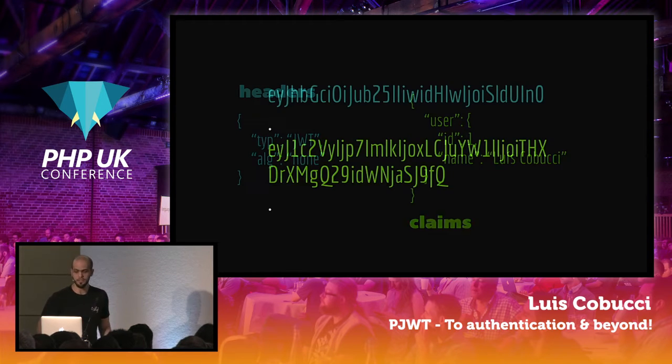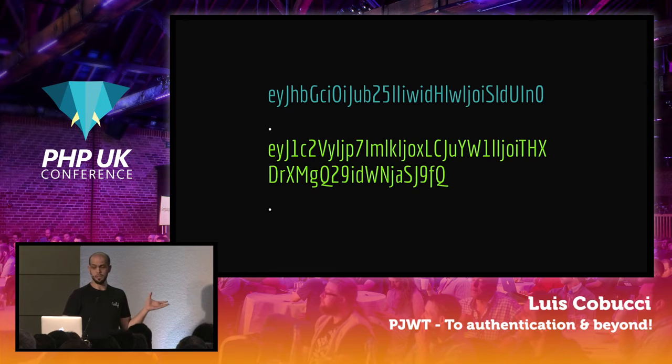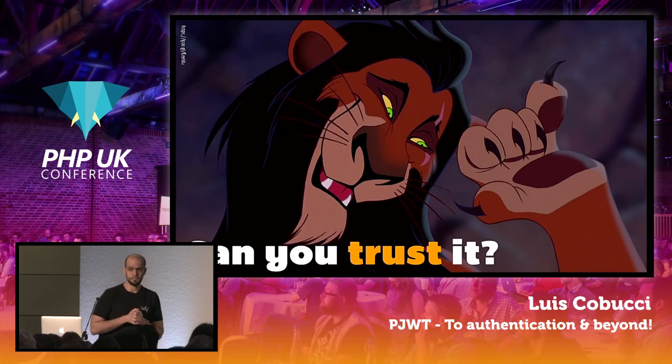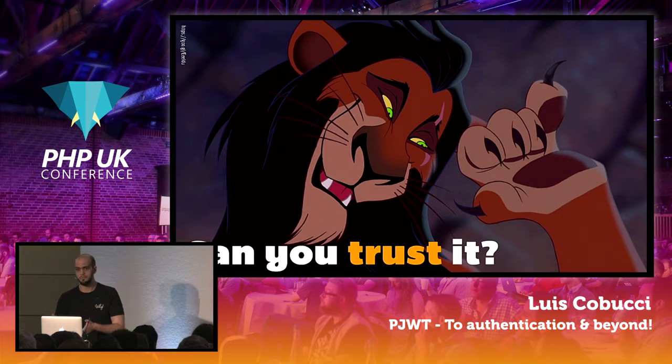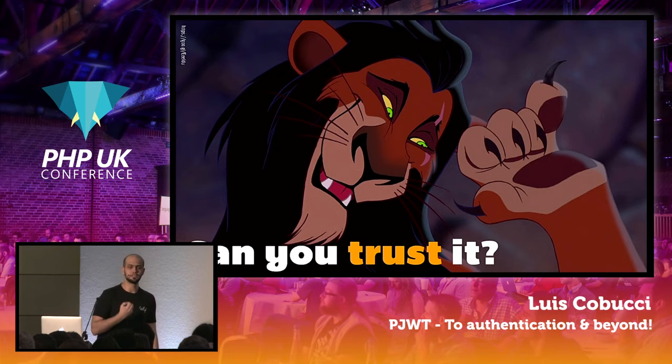So if I just encode it, it will be this, but it cannot be trusted because it's not encryption. Anyone can just decode a token, change the data, and pass it back to you. So how do you ensure the integrity of a token? We use signatures for that.